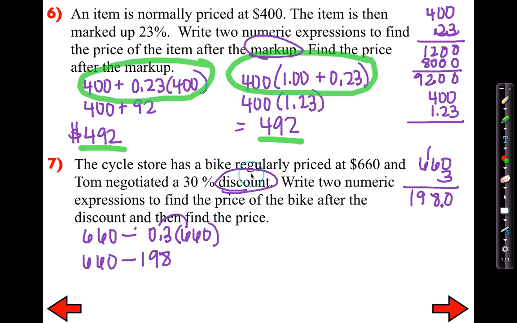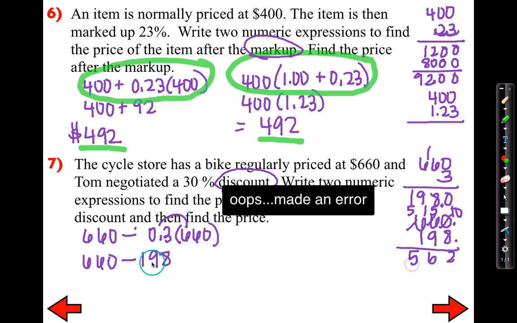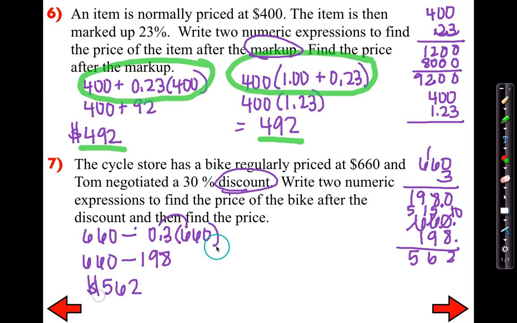Understand, if they're asking strictly for the discount, this would be your number. But because they're asking to find the actual price, we're going to take that discount off. Make sure I'm lining up my decimals, which here are just whole numbers, so you really didn't have to. Here we're going to borrow, this is going to be 2, we're going to borrow again, and we get $562 as the final price for the bike.